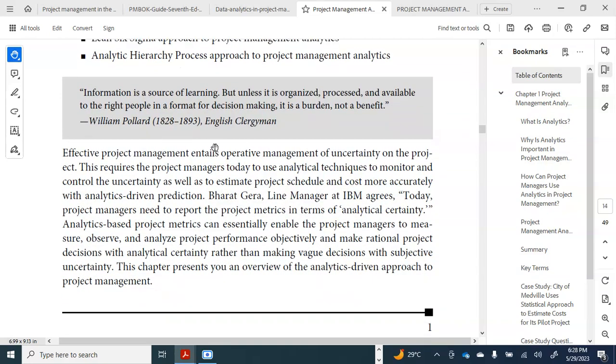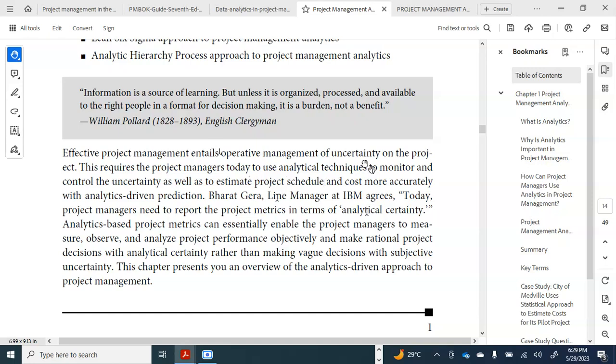So we start. Effective project management entails effective management of uncertainty on the project. This requires project managers today to use analytical techniques to monitor and control the uncertainty, as well as to estimate project schedule and costs more accurately with analytics-driven prediction.